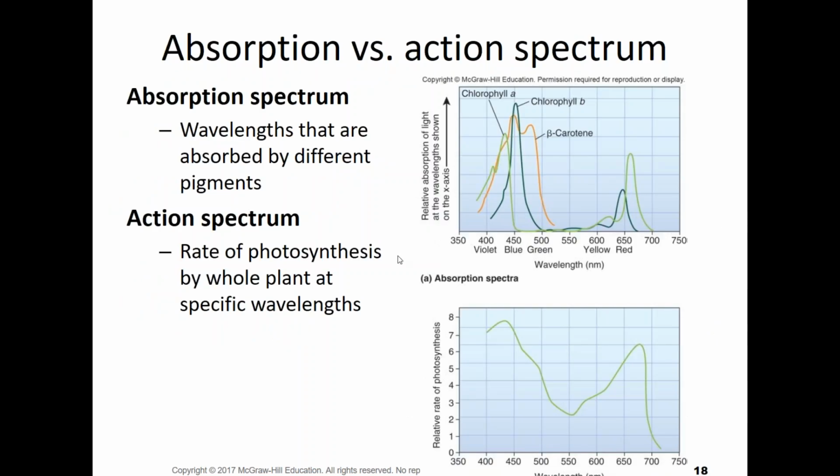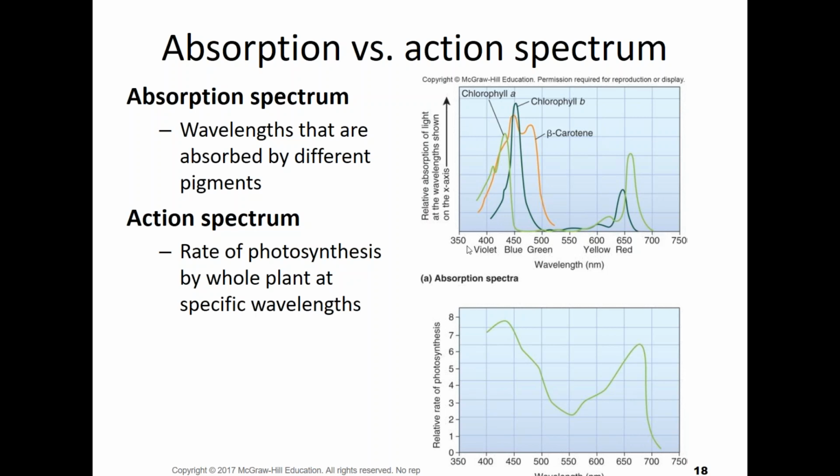And this is a chart that shows the different wavelengths of light that are absorbed by chlorophyll A, chlorophyll B, and beta carotene. We're going to try looking at these when we do an extraction and we do paper chromatography with the leaf pigments. So as you can see, this shows the wavelengths on the x-axis from 350 to about 700.